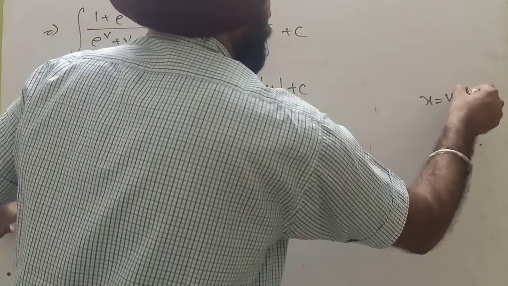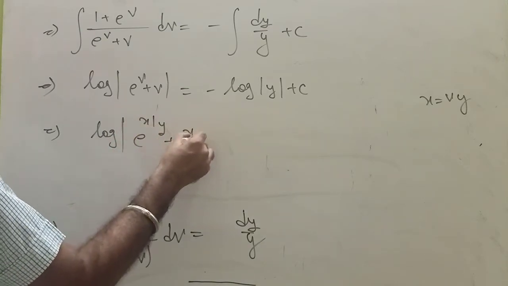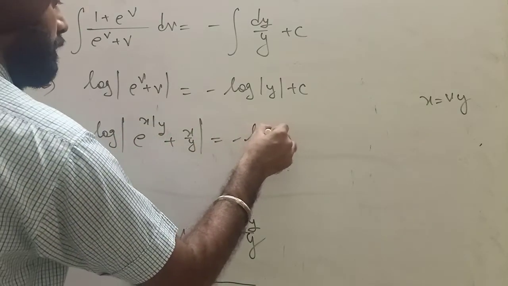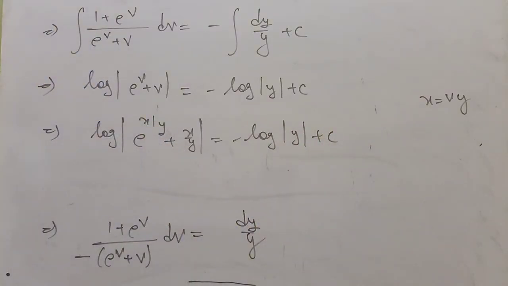x is vy, so v is x over y. e raised to x over y plus x over y is equal to minus log mod y plus c. So this is the final answer.